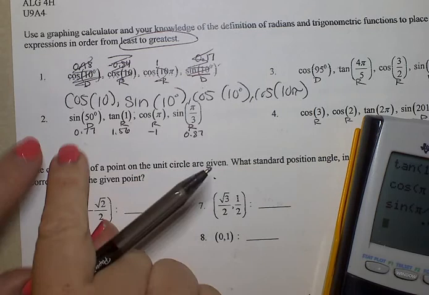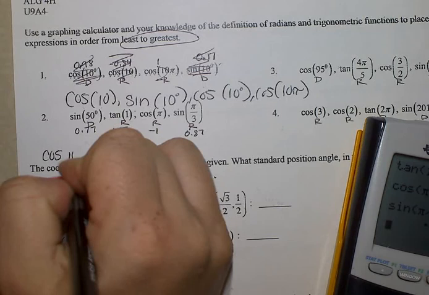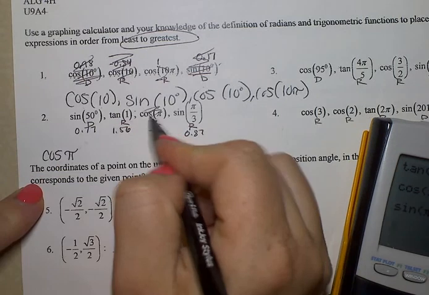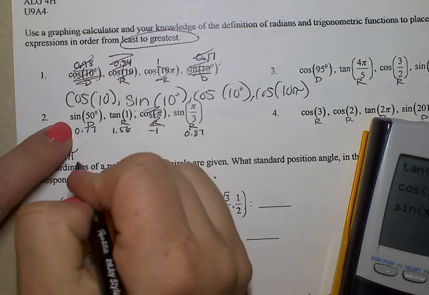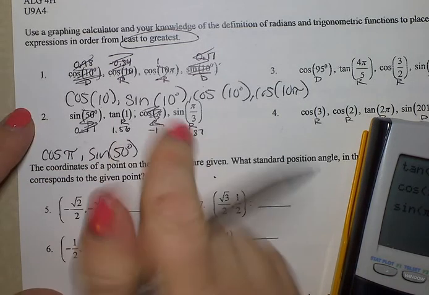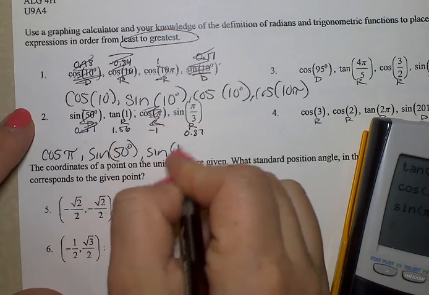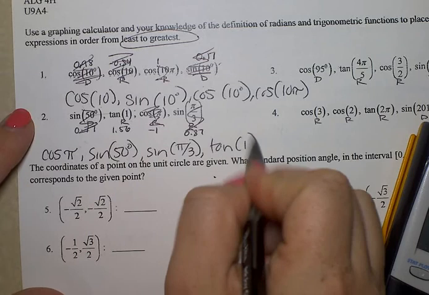So now in order, the negative will go first. And then next, I look at my choices, and it's going to be 0.77, so I write the sine of 50 degrees. Between these two, it'll be the sine of pi over 3. And the last one will be the tangent of 1.